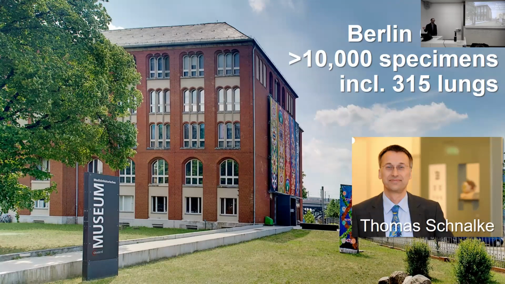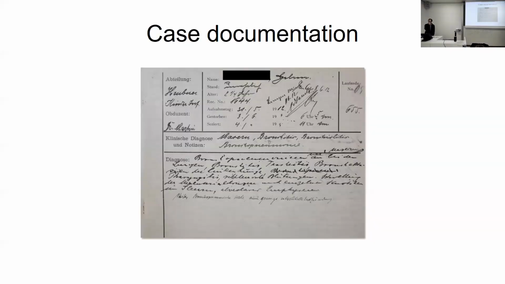So Charité is a big university medicine in Germany. And it was very, very strong on pathology. Basically, pathology was co-invented there at some point by Rudolf Virchow at the end of the 19th century. And they have quite a big collection, more than 10,000 specimens, including about 300 lungs. And I was very interested in respiratory diseases. We work a lot on respiratory diseases, also in great apes. So I reached out to Thomas, the head of this museum, and we started discussing a bit together.